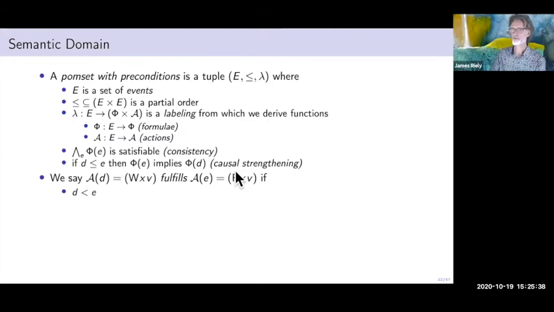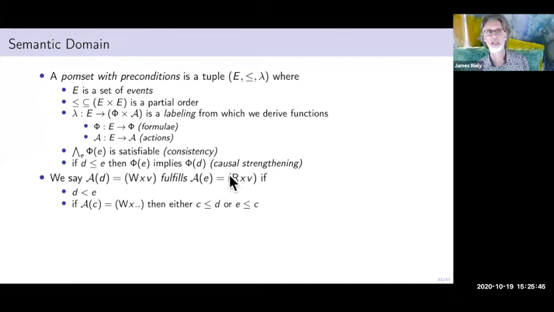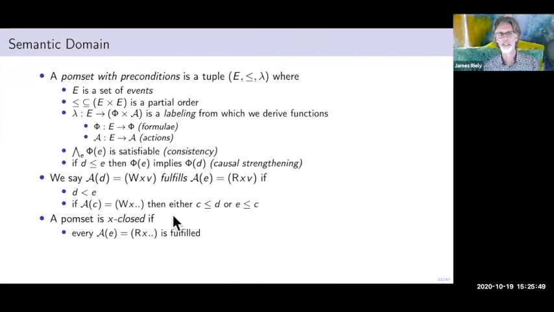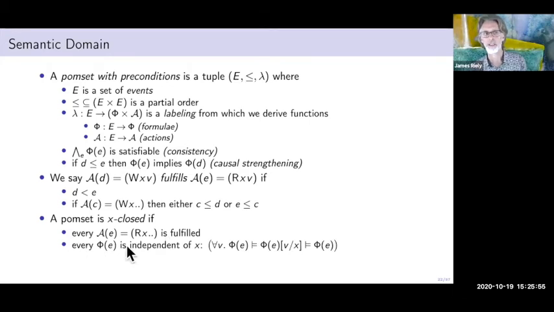Then we have the notion of fulfillment that I already told you about. So there's two requirements. The write must precede the read, and all the other writes have to be ordered somehow. And we can say that a POMSET is closed on X if every read of X is fulfilled and every formula is independent of X.